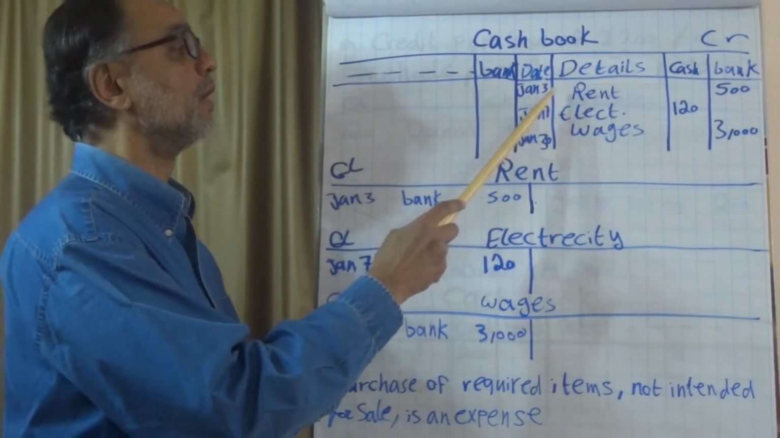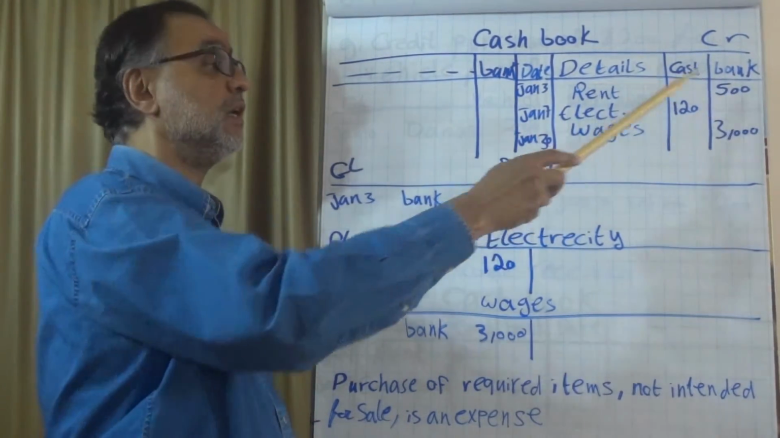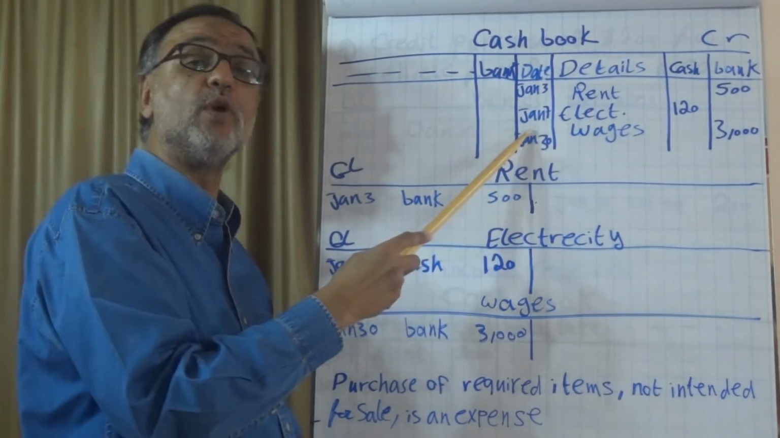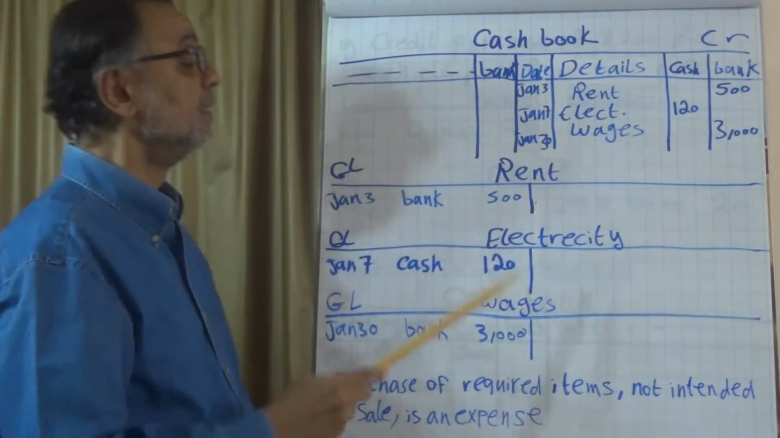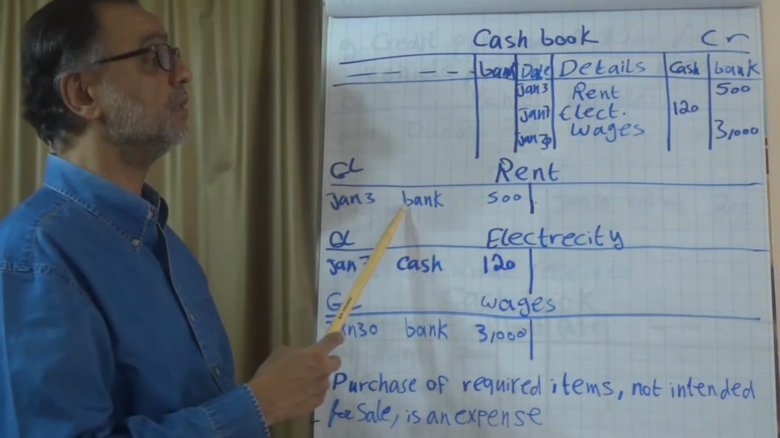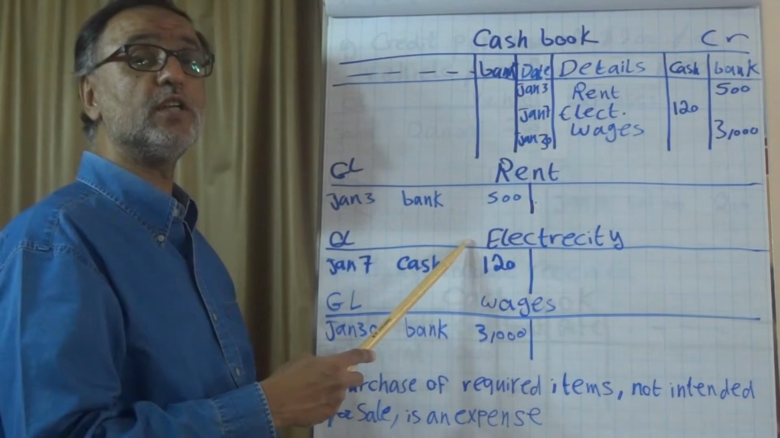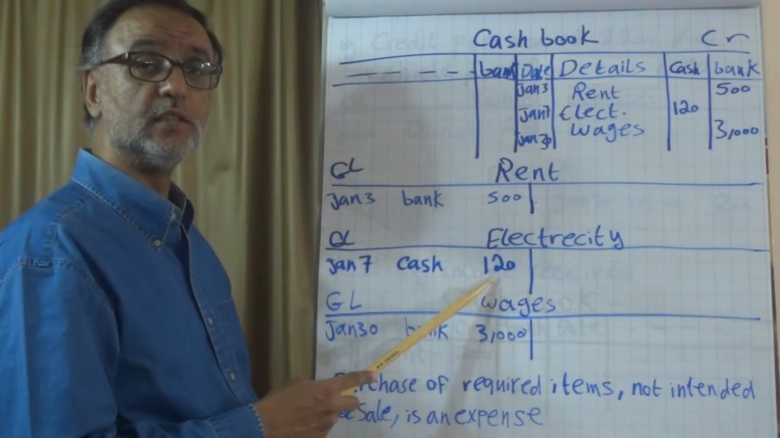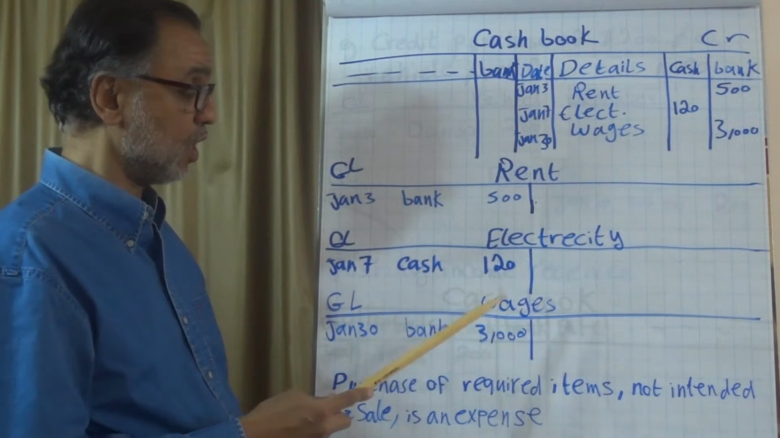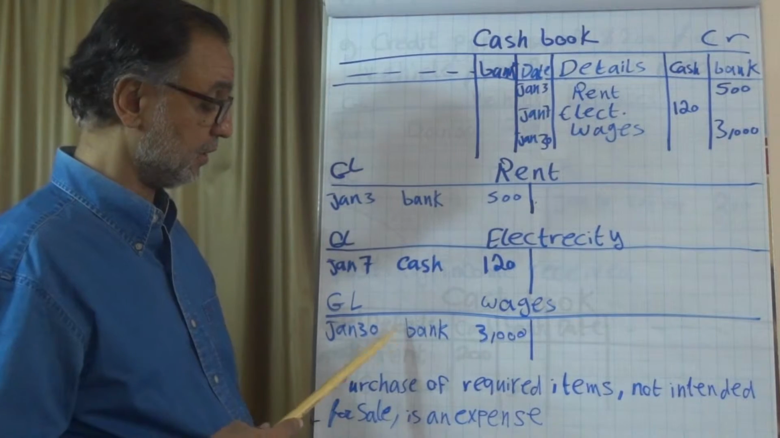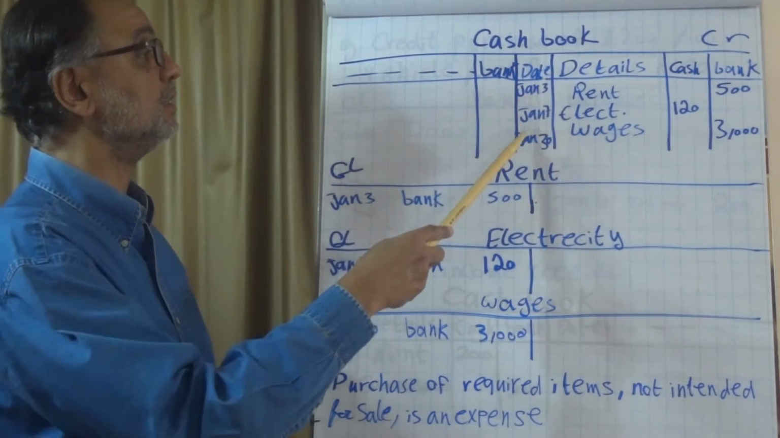We have paid for rent from the bank. We have paid for electricity, cash. We have paid for wages from the bank. Rent is an expense account in the GL. It's $500 debit and the bank is credit. Electricity in the GL, $120 debit and the cash is credit. Wages, $3,000 debit and bank is credit. And we follow the same dates as in the cash book.